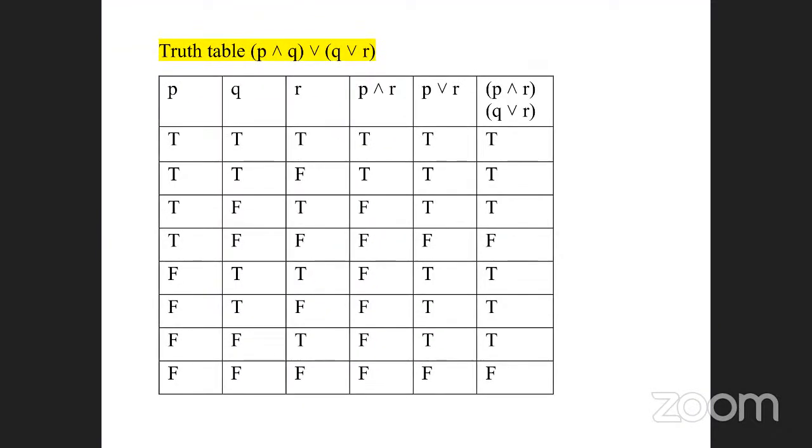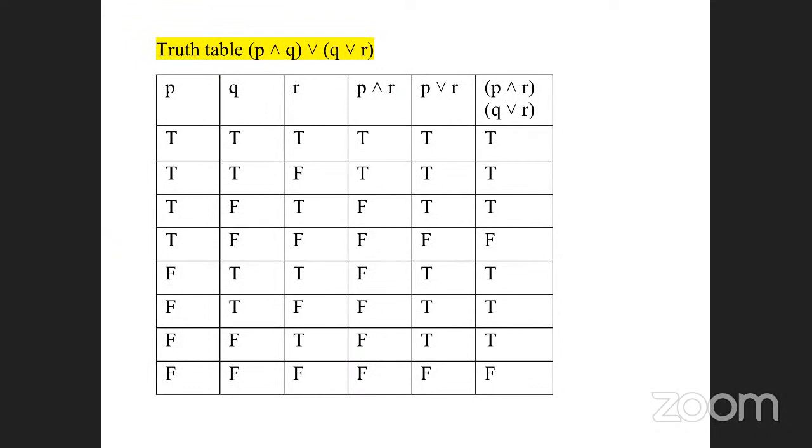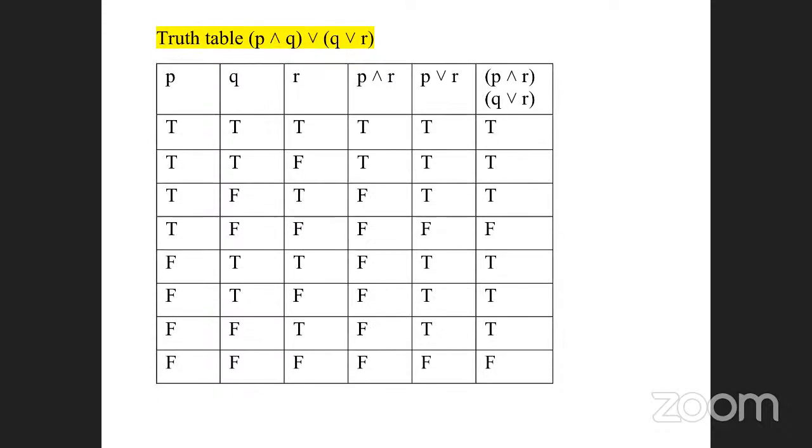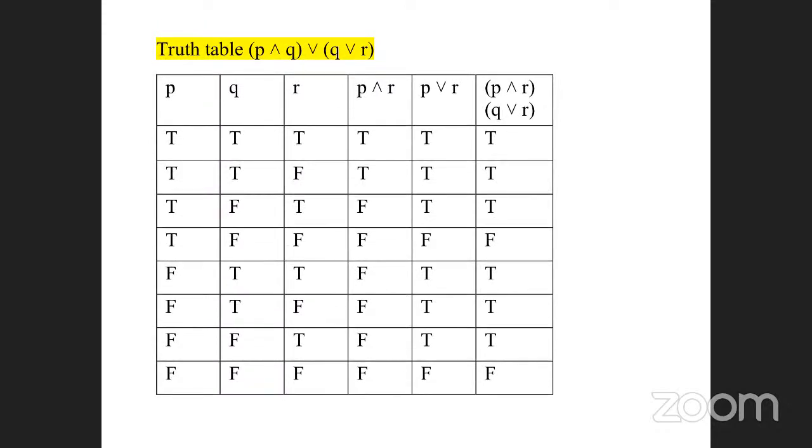How do you use the truth table method to show something is logically equivalent? If the two columns, if all the truth values in the columns are the same.